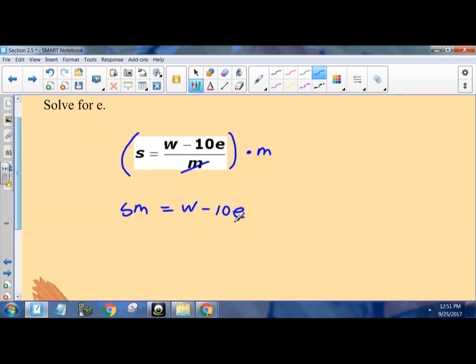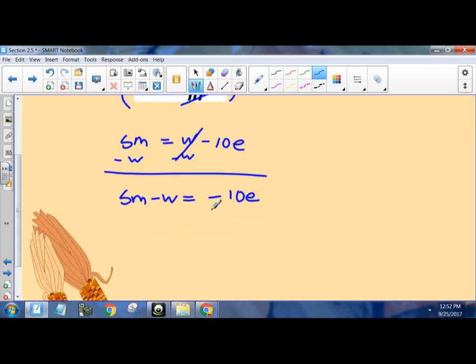Now what we have to do is get E alone. So the first thing we should do is subtract W from both sides. So on this side is going to be SM minus W equals, on this side W minus W goes away, makes 0, minus 10E is left. And now in order to solve for E, we need to divide both sides by negative 10. Okay? So the final answer would be that (SM minus W) divided by negative 10 is all equal to E.